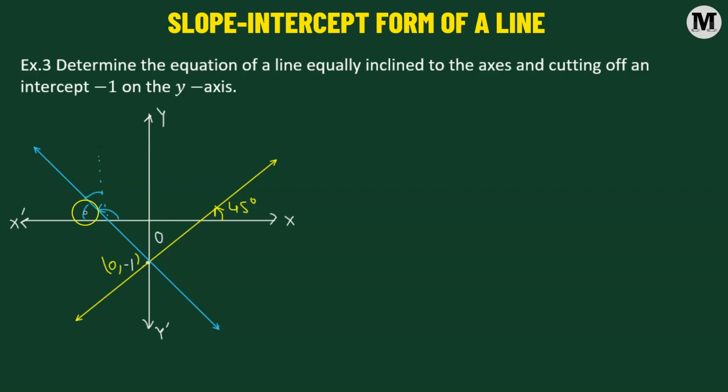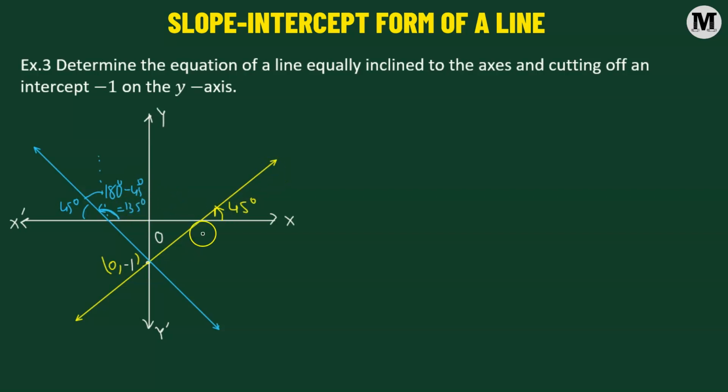So these two angles are going to be equal. Now we know that the angle between the y-axis and the negative x-axis is 90 degrees. So this angle is 45 degrees. Now if this is 45 degrees, what's the value of this particular angle? That's going to be nothing but 180 minus 45 degrees, which means it's 135 degrees.